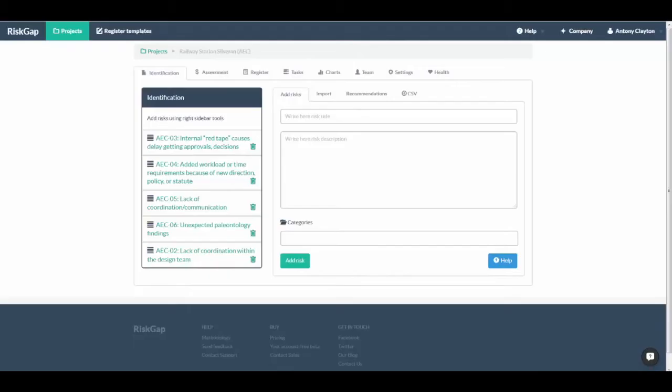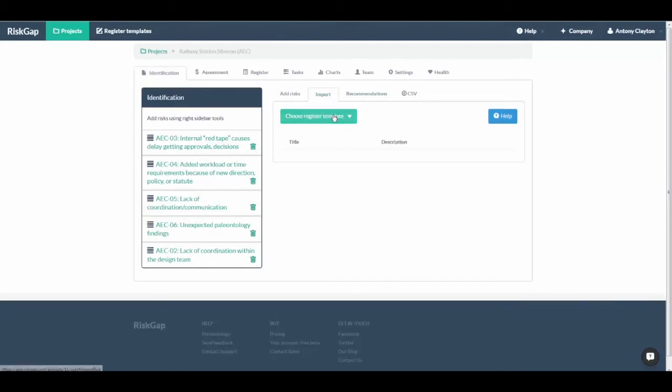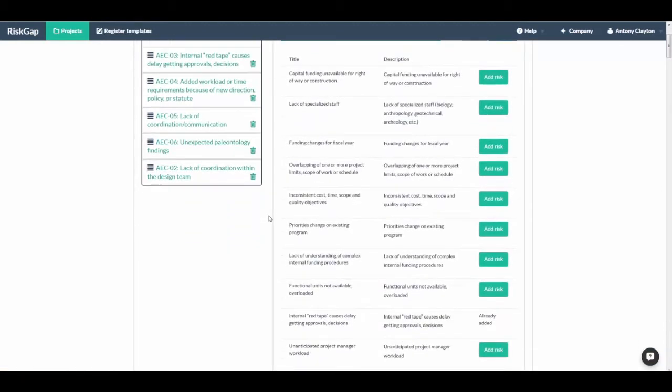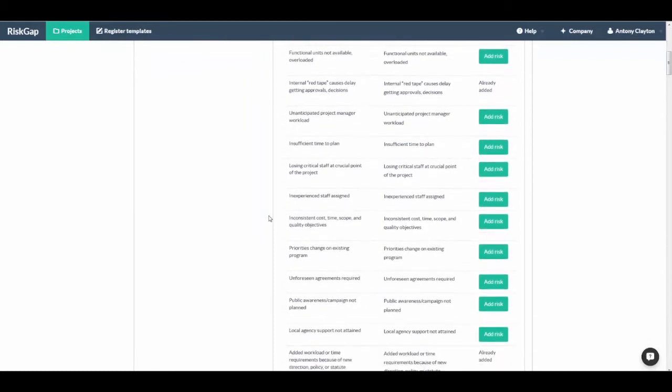Moreover, you can use the knowledge database and the templates that we have created for you in RiskGap. They already include several hundred risks, divided by different industries. You can study them and apply the ones relevant for your project.